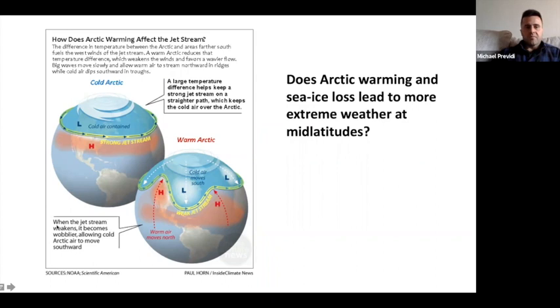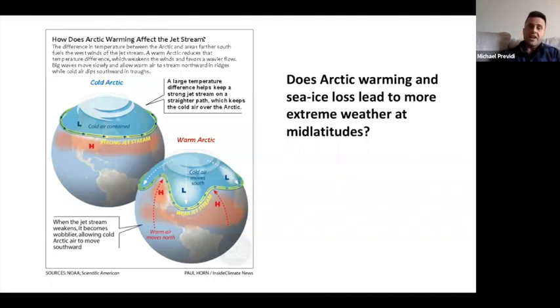So the jet stream, which you're all familiar with, the source of the energy for the jet stream is the temperature difference between the Arctic and the lower latitudes. And so as that temperature difference decreases, which is what happens as the Arctic warms more than the lower latitudes, the jet stream becomes weaker. That's pretty well established, that's well understood. And a weaker jet stream could have a number of implications.